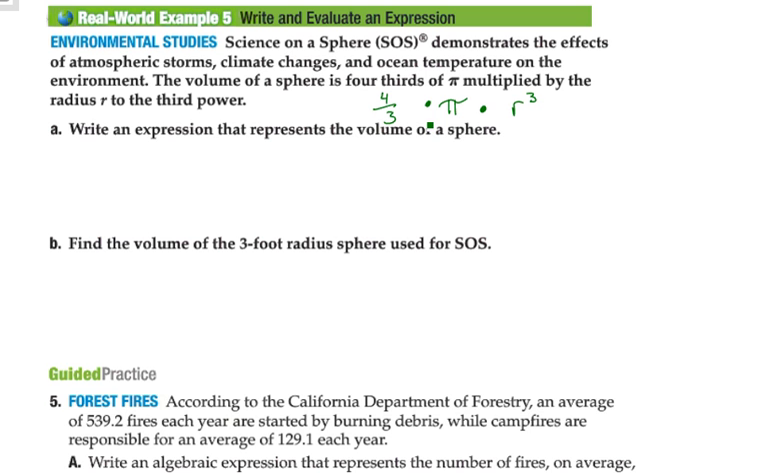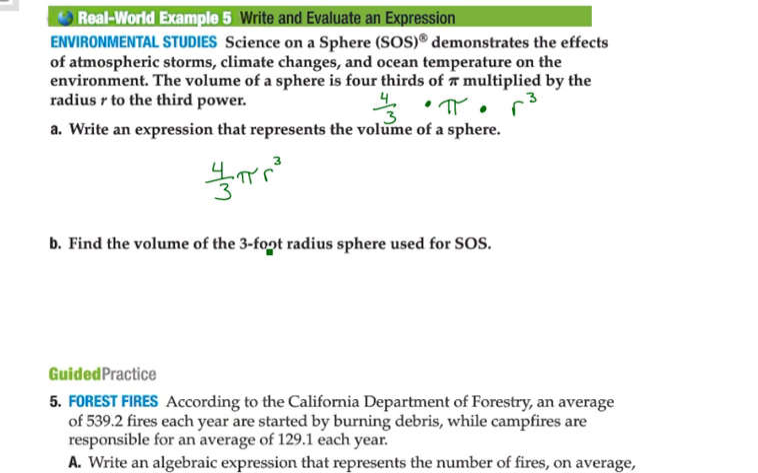So now I can go ahead and put that all together. I have 4/3 times pi times the radius to the third. So I just took out those multiplication signs because I understand that all of those variables are being multiplied in that term. All right, now we're supposed to find the volume of the 3-foot radius sphere used for SOS.